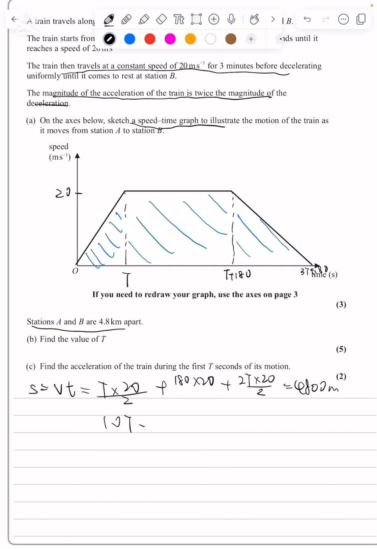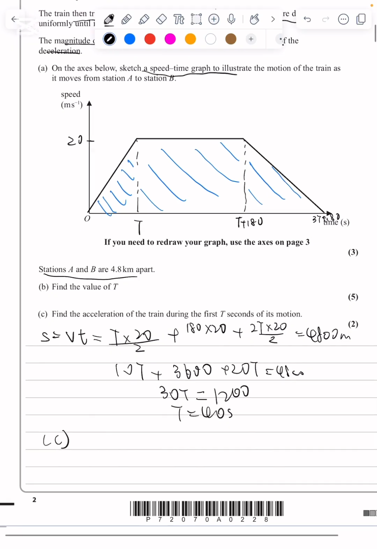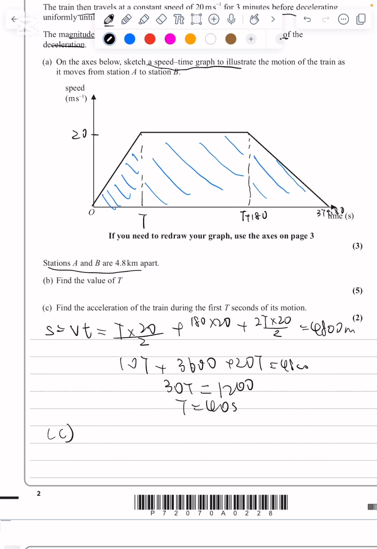Right, this calculation means we have to do some boring work. Equals 1200, so t is 40 seconds. Part C. Find the acceleration of the train during the first t seconds of its motion. Acceleration equals delta v over delta t, which is 20 over 40 equals 0.5 meters per second squared. Alright, easy enough.